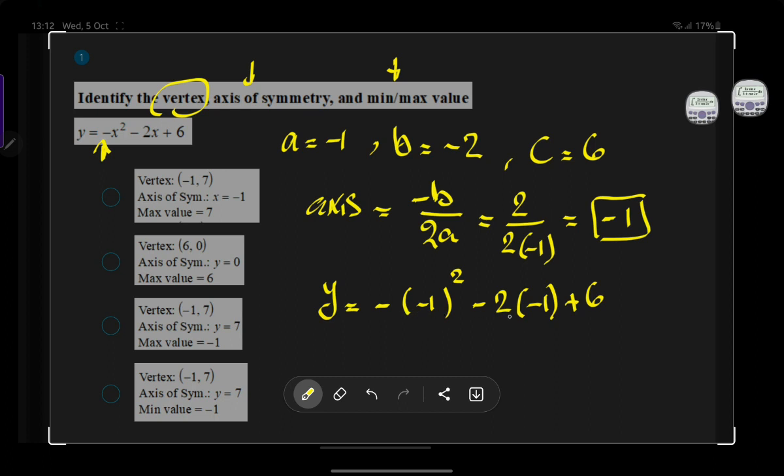Okay, this is negative 1 plus 2, so the answer will be 7. So now the answer would be negative 1 and positive 7. We have both of them here, and this also.